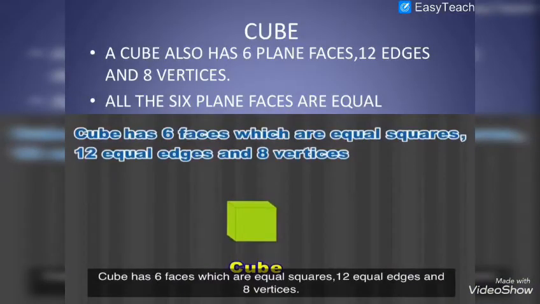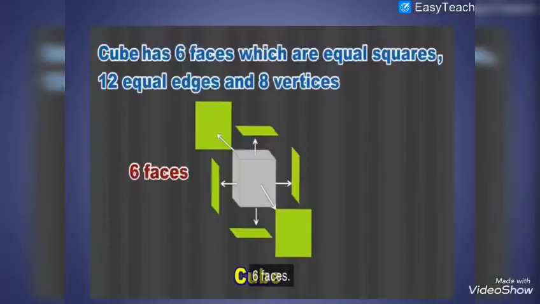Now, what is a cube? Now I'm going to tell you about the cube. A cube has 6 plane faces, 12 edges and 8 vertices. All the 6 plane faces are equal. So a cube has 6 faces which are equal squares, 12 equal edges and 8 vertices. Now count the faces.